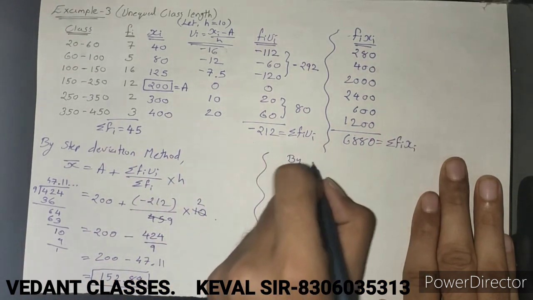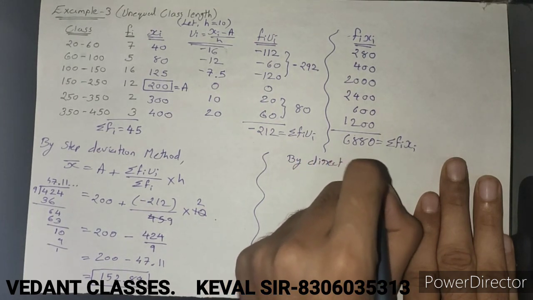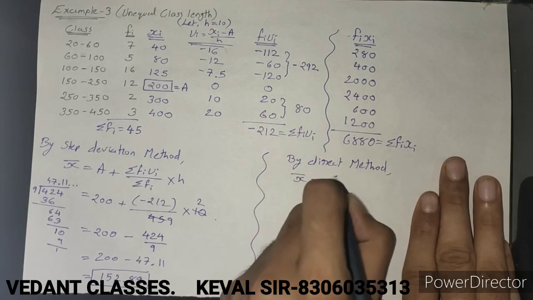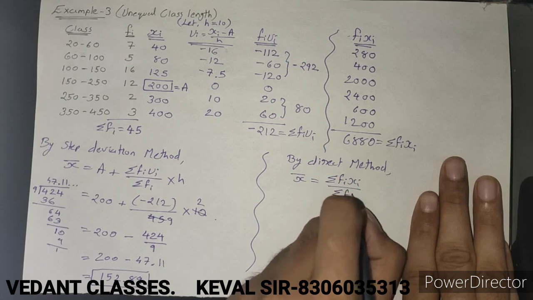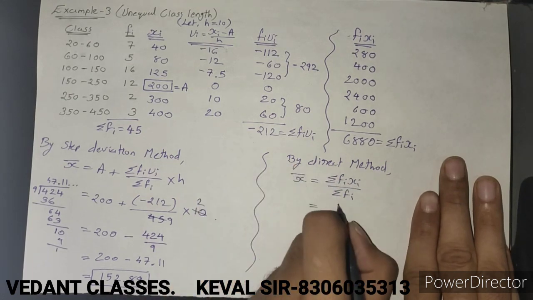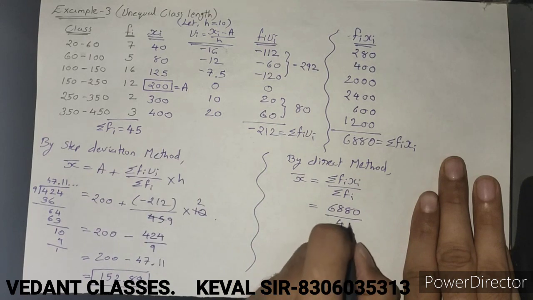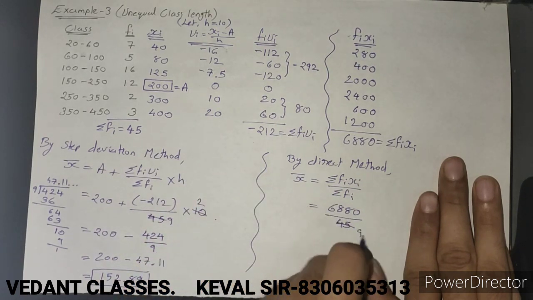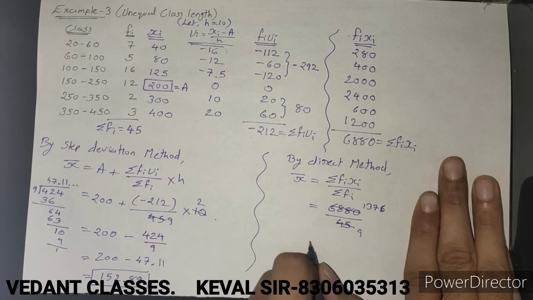So by direct method, the value of x bar is equal to sigma fi xi upon sigma fi. Okay, so it will be 6880 divided by 45. Okay, when you cancel it out, this will be 9 and this will be 1376.